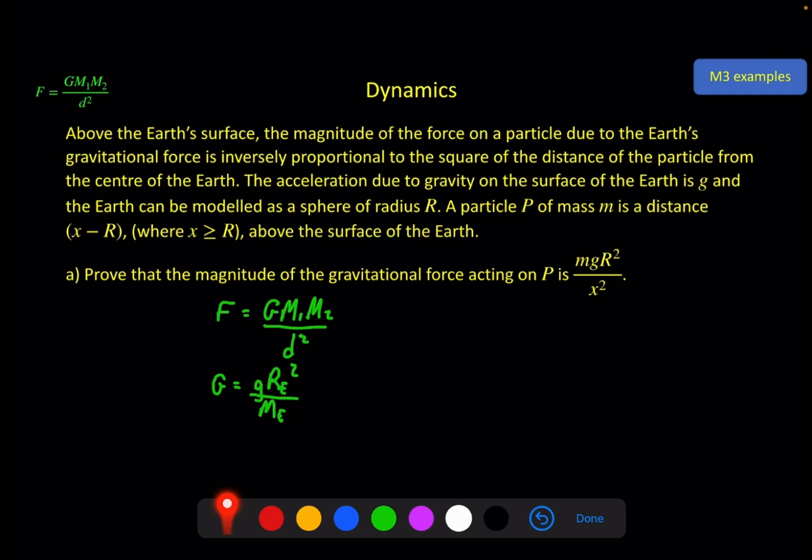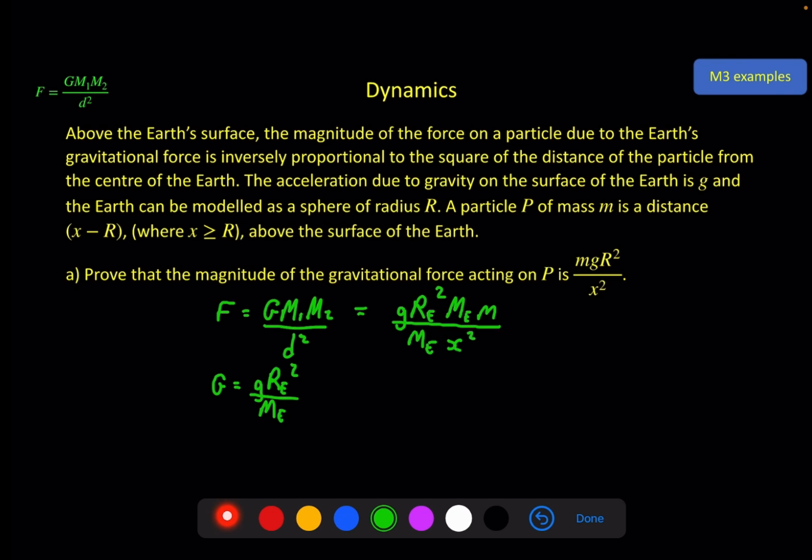So if we put this expression in for capital G here, we get little g R_E squared m1, where m1 is the mass of the Earth, times m2, where m2 is the mass of the particle, divided by the mass of the Earth from this expression here, but also d squared from the main expression, where d squared is the distance between these two particles, or more to the point, the center of these two particles. So that's x, because x minus r is the distance above the surface of the Earth, so when we add on the radius as well, we get just x. And we have to square that.